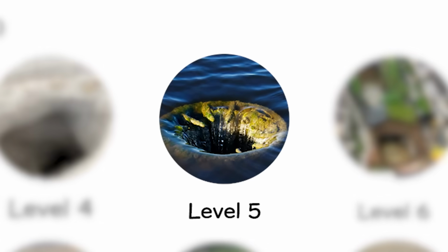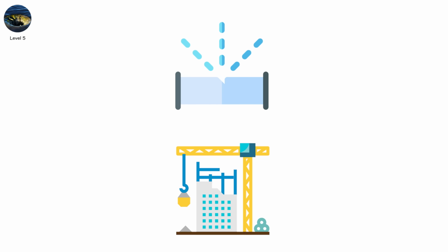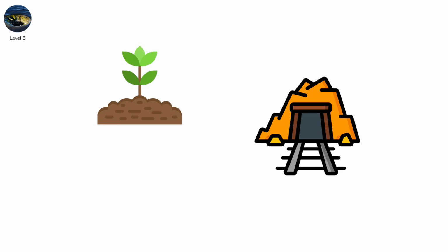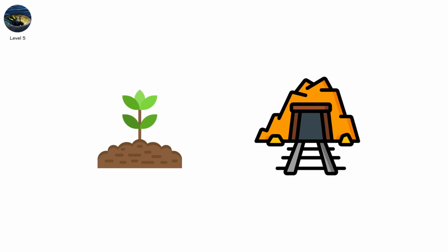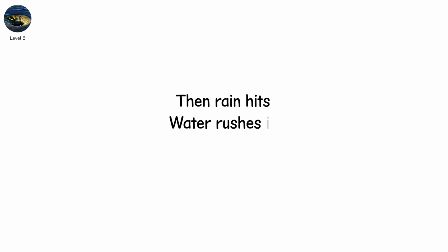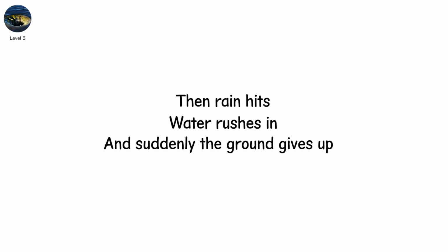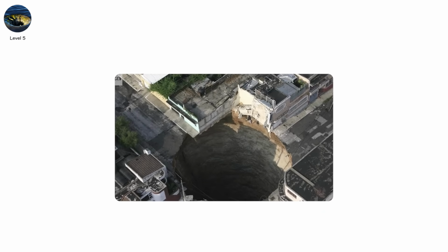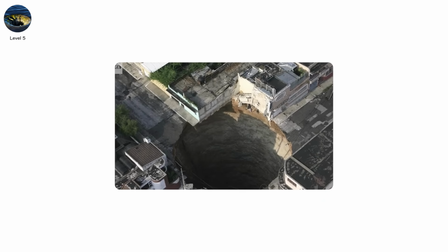Level 5. These aren't born from nature. They're made by us. Leaky underground pipes, improper backfilling after construction, forgotten mine shafts, buried trash. All of it weakens the soil from below. Then rain hits, water rushes in, and suddenly the ground gives up, not because of nature, but because we weren't paying attention. This is the man-made sinkhole, caused by infrastructure failure, human error, or neglect.